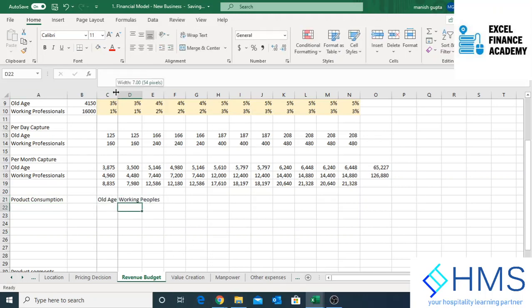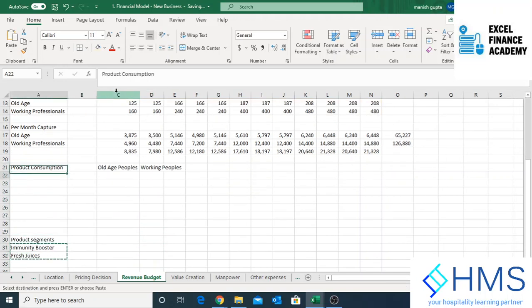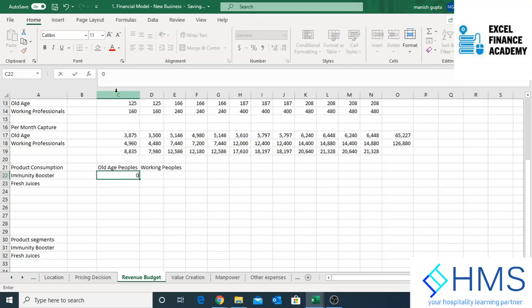Why we are doing this, because we want to understand how much of these immunity boosters we're going to assume. Because we have already converted these into 30 days, if one customer is coming every single day, that becomes 30 customers. So how much will they buy, only immunity boosters, or do they buy fresh juices as well, or both, or let's say half the time they will buy immunity boosters, and half the time they may buy fresh juices.